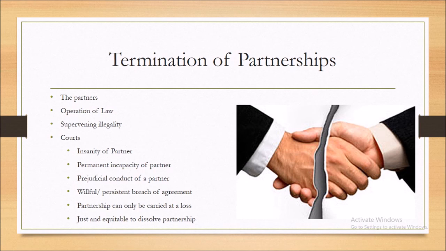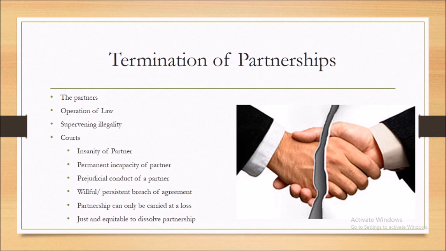In the courts, it can be because of the insanity of the partner, right? Permanent loss of memory and things like that, right? Or even the permanent incapacity of a partner, right? The capacity means that, let's say, the capacity is not there for minors, right? The people who are below the legal age of agreements.